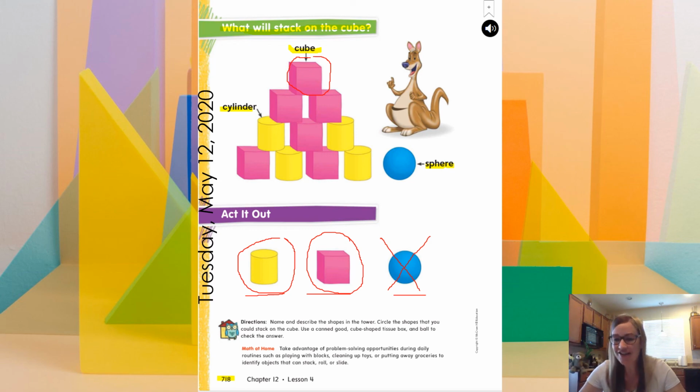Woohoo! Great job, kindergartners. Now, if you have some blocks at home, maybe you can try stacking up different blocks and seeing what works. Can you get cubes and cylinders to stack together? Could you put a cone at the top? Can you stack a sphere on top?